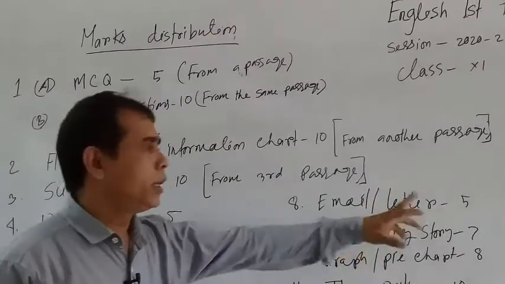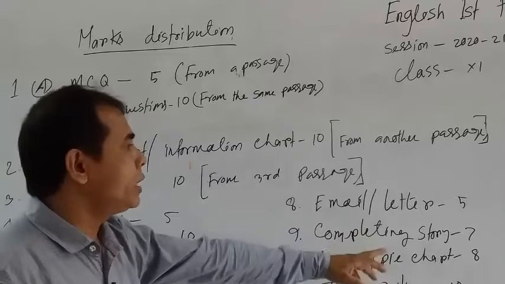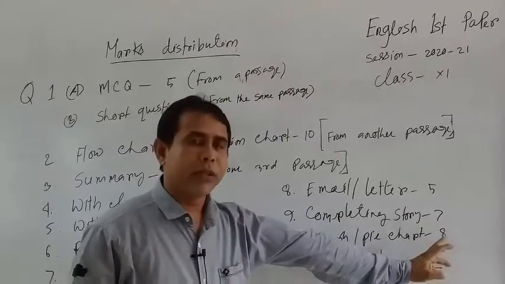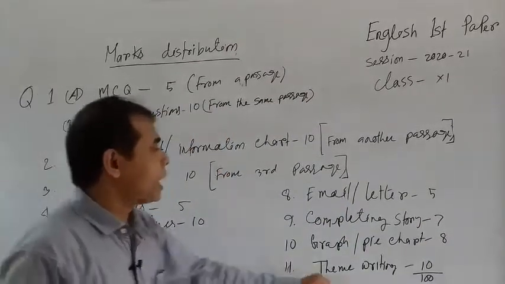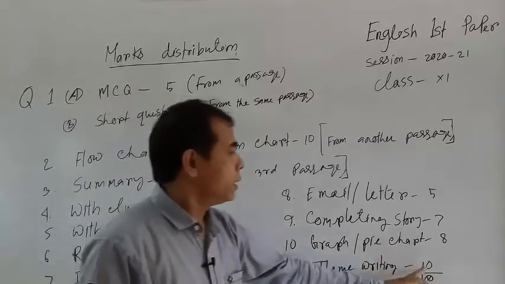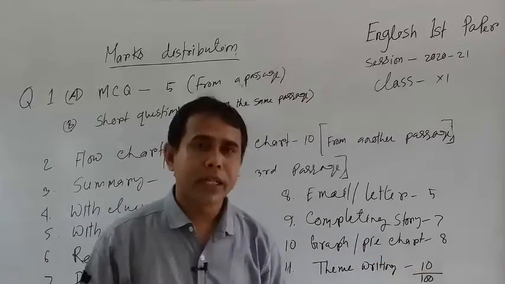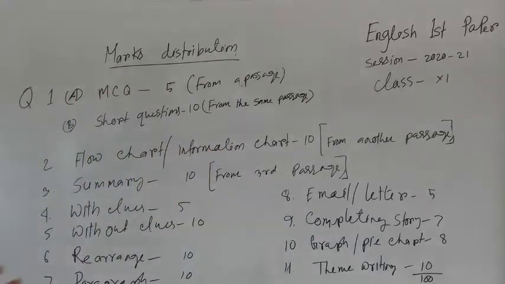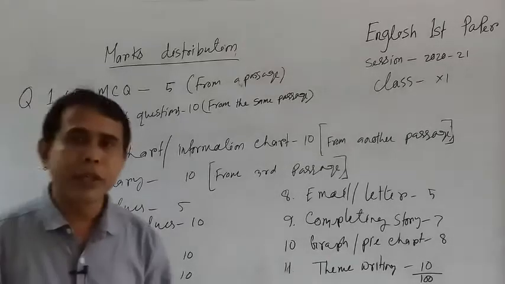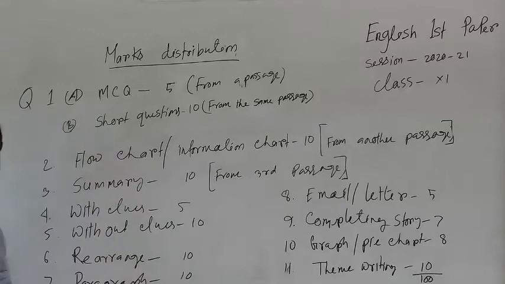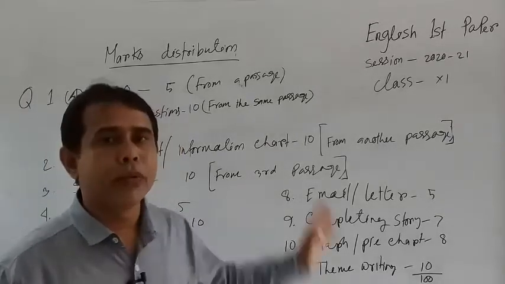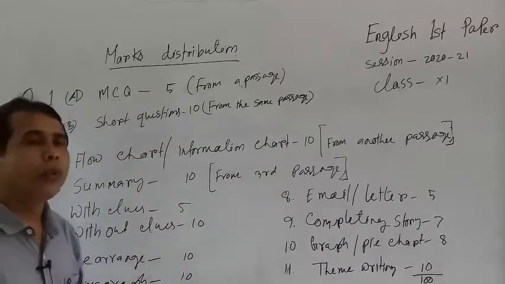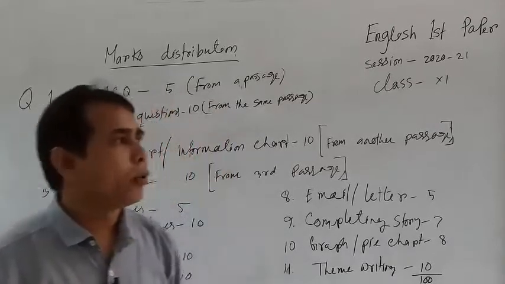Email or letter, 5 marks. Completing a story, 7 marks. Graph or pie chart, 8 marks. And last question, theme writing from a poem, 10 marks. Total 100. This is our marks distribution or syllabus. In your final examination or in your college examinations, question will be set from this pattern. So I hope you have written down the question pattern. Of course, you write down the syllabus or marks distribution. It will help you to understand your syllabus, to develop your course.